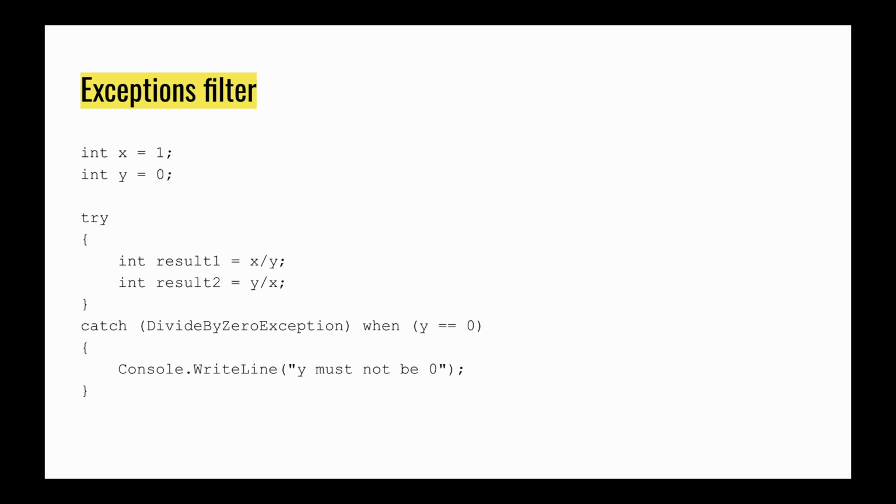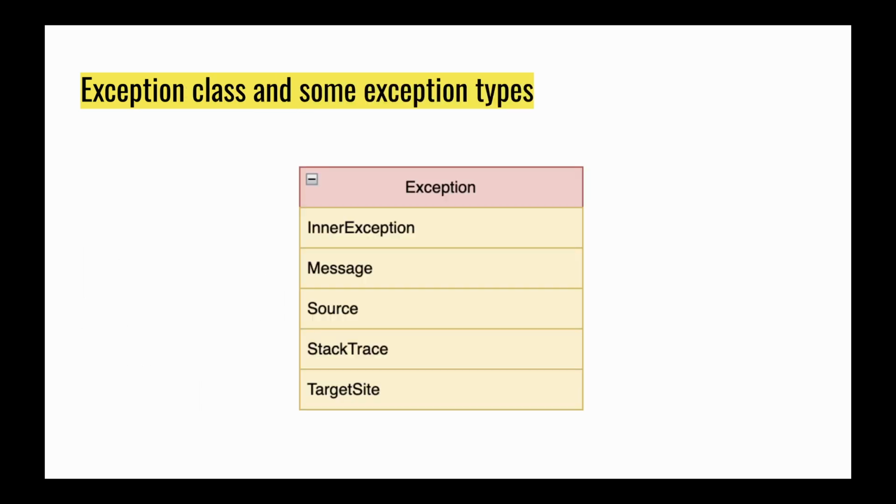Exception filters. Exception filters allow you to handle exceptions based on certain conditions. For their use, the catch expression is followed by the when expression, after which the condition is indicated in parentheses. In this case, the exception is processed in the catch block only if the condition in the when expression is true. See this example.